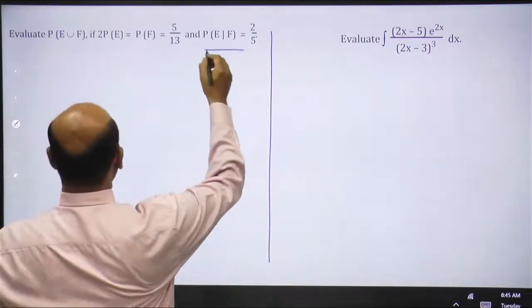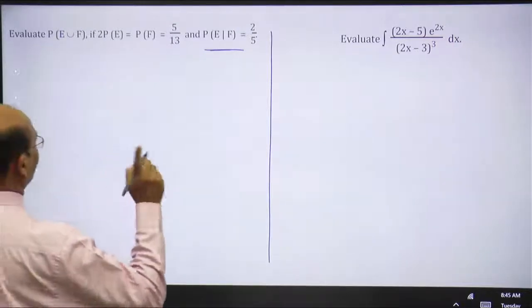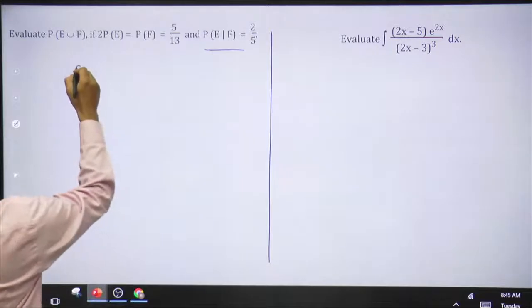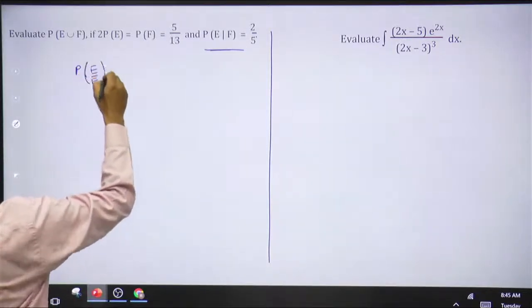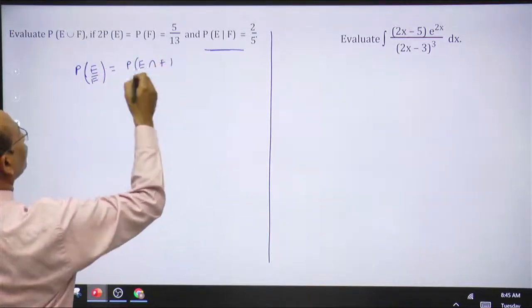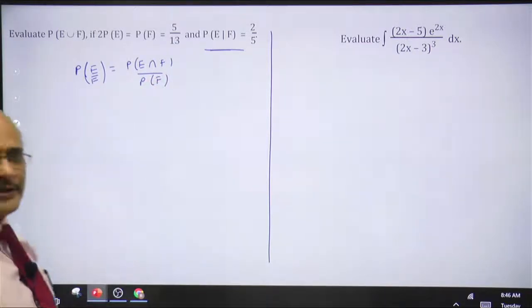P of E given F is given to you, right? Now everybody knows the first point, I am just going to write this out. P of E given F is what? P of E intersection F upon P of F. I think it's very simple.